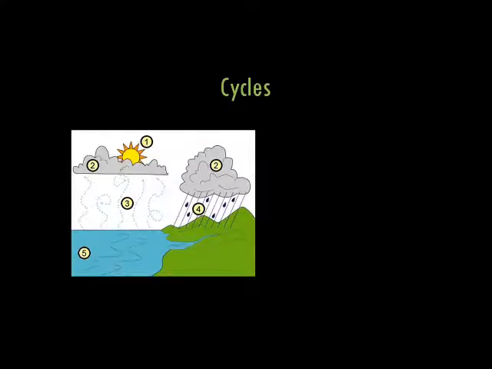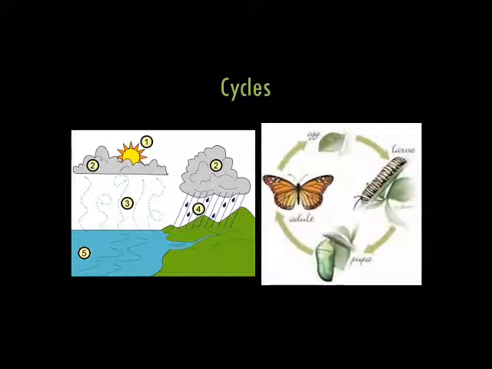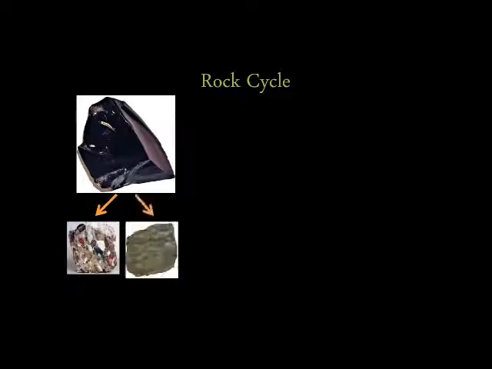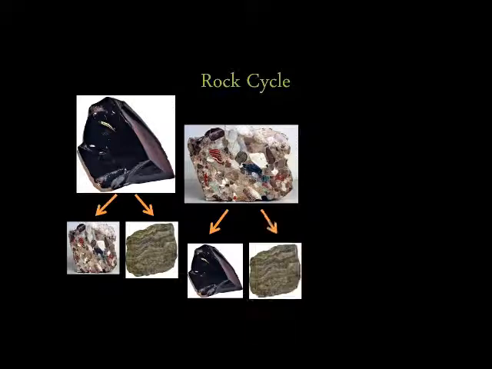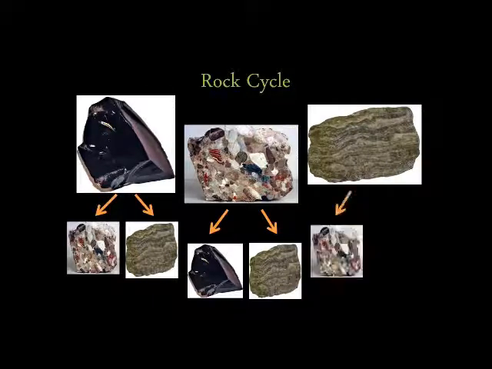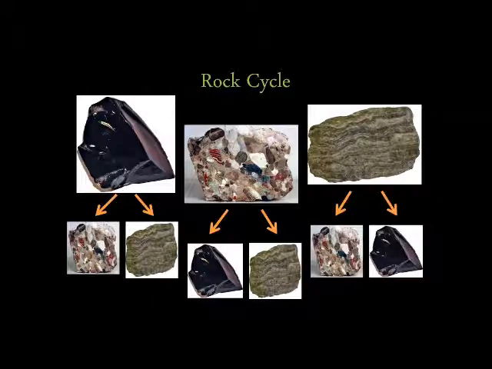You have probably already learned about the water cycle, where water changes as it moves around Earth, and the life cycle, where organisms change as they grow. The most important thing to know about the rock cycle is that any type of rock can change into any other type of rock. An igneous rock can be changed into a sedimentary rock or a metamorphic rock if the conditions are right. A sedimentary rock can be changed into an igneous rock or a metamorphic rock if the conditions are right. And a metamorphic rock can be changed into a sedimentary rock or an igneous rock if the conditions are right. This is the rock cycle.